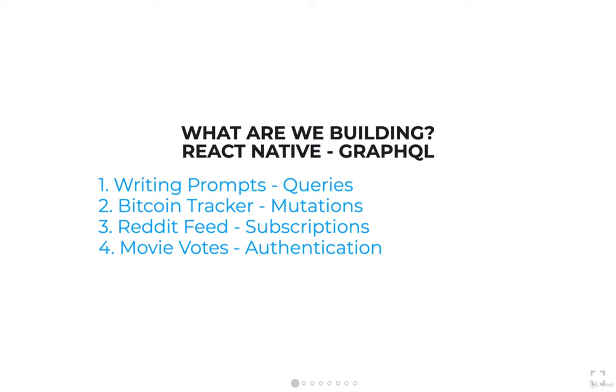The first one is a writing prompts application that will utilize queries to fetch a random prompt. The second project is a Bitcoin tracker that will leverage mutations to allow users to save their favorite Bitcoins and track their Bitcoin prices. The third project is a Reddit-style feed that will be subscribed to live updates on the feed. So as soon as your friend posts a new link in the channel, you will see it in your own feed immediately. The fourth and final project is a movie voting application that will allow users to log in and sign up to save their favorite films.